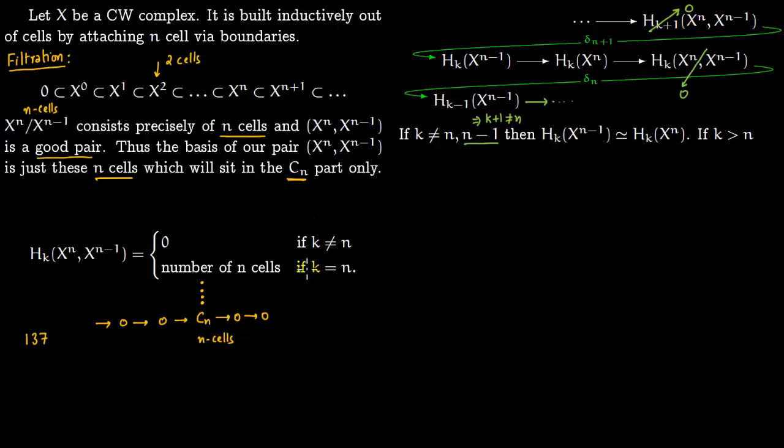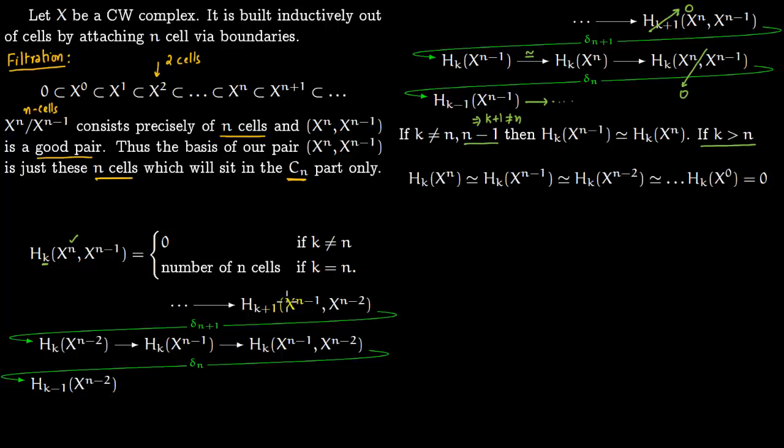Notice that this index has to match this one to get a non-zero homology. This index does not match this one, and this index does not match that one, because we are writing it like this. For k not equal to n and k not equal to n minus 1, these two are 0. Since this is a long exact sequence and these two are 0, you have an isomorphism here, and therefore H_k(X_{n-1}) is isomorphic to H_k(X_n). Now if k is greater than n, then we can rewrite this sequence but with a different pair.